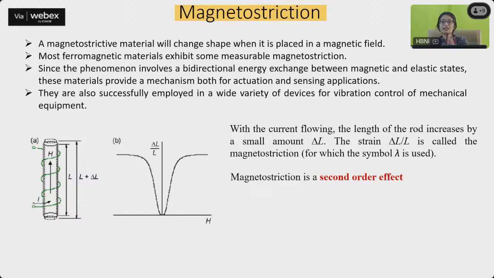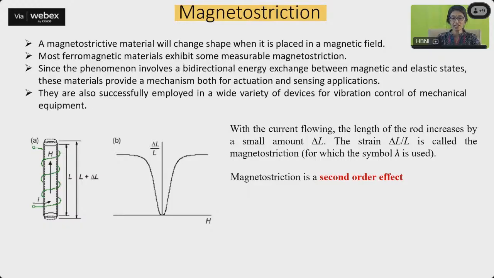So now coming to magnetostriction. What is magnetostriction? As the name suggests, a magnetostrictive material changes shape when you place it in a magnetic field. Most ferromagnetic materials exhibit some measurable magnetostriction. This phenomenon involves a bidirectional energy exchange between the magnetic and elastic states, and these materials provide a mechanism for actuation and sensing applications. So these magnetostrictive materials are used in actuators and in sensors, and they are also used in a wide variety of devices for vibration control of mechanical equipment.